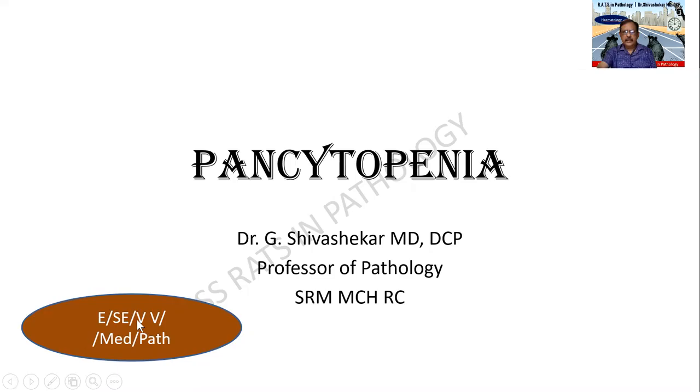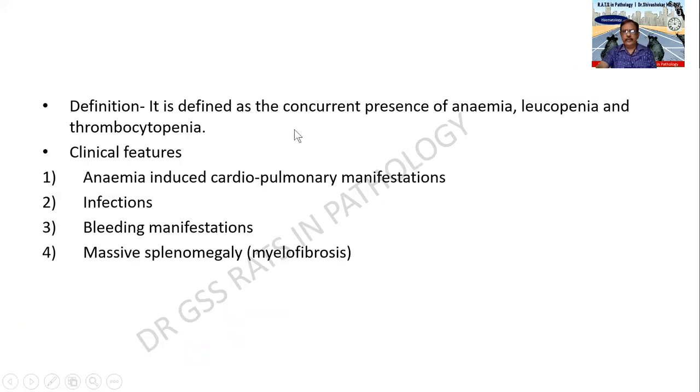Next is a small topic, but it is closely linked to aplastic anemia. As I told you, pancytopenia is a peripheral blood finding, whereas aplastic anemia is a bone marrow finding. Pan means all, cyto means cell, and penia means reduced. All the cell lineages are decreased. Very important from the clinical subject's point of view.